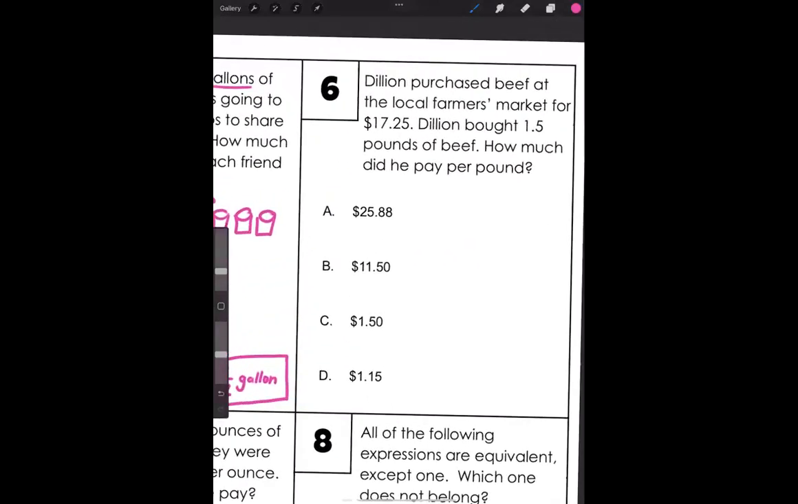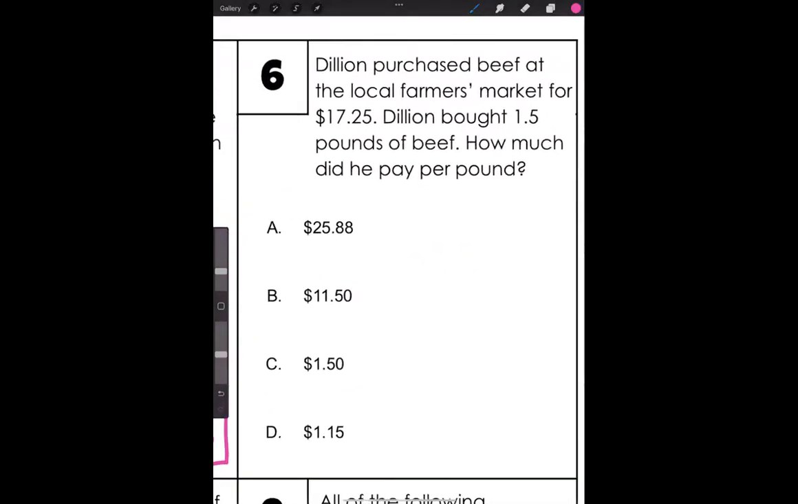Okay, question number 6. Dylan purchased beef at the local farmer's market. So he paid $17.25. That's how much he paid all together for 1.5 pounds. We just want to know how much he paid per pound. That's just for 1 pound. Now, 1 pound has to be less than 1.5 pounds. That's the only thing that makes sense. So I would definitely get rid of answer choice A, because he's not going to pay $25 for 1 pound when he only paid $17 for more than 1 pound. So this is a division problem.